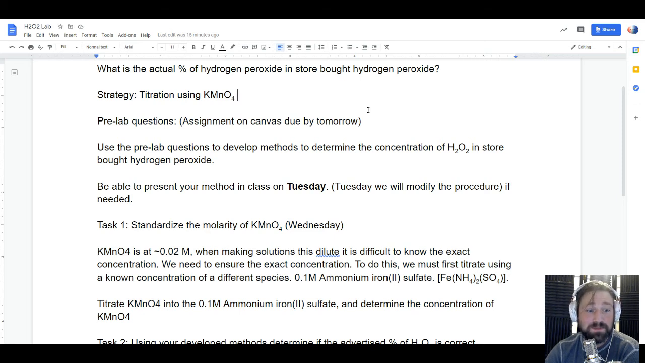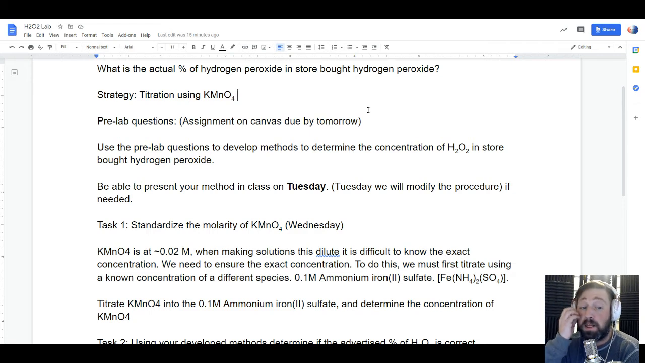Get it done. On Tuesday, you should be able to present your method to the class. I'm going to basically go through and just call on some people and say, all right, what's your method? Give a quick little 1-minute explanation on what you're going to be doing. And we'll spend a lot of Tuesday discussing what is the best method to do. You guys are going to all come together and modify your procedures and figure it out.